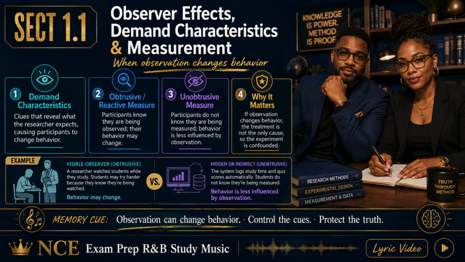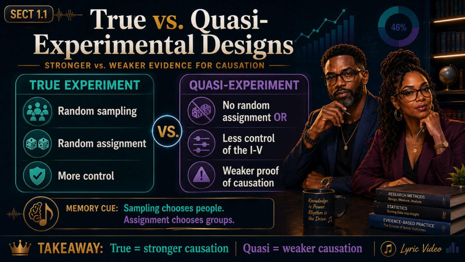What are demand characteristics? Clues that reveal what the researcher expects. The participant may change behavior and confound the experiment. Subjects know they are observed: an obtrusive or reactive measure. Subjects do not know they are being measured: an unobtrusive measure. When observation changes behavior, the treatment is not alone. Control the cues, protect the truth. Know what caused the outcome.